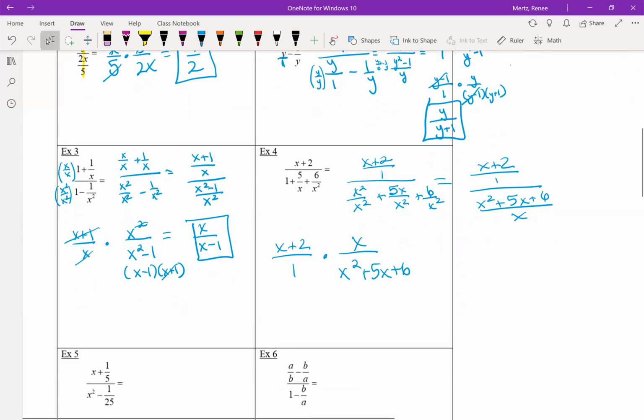We're going to factor x squared plus 5x plus 6, which is a trinomial: x plus 2, x plus 3. Final answer is x over x plus 3.